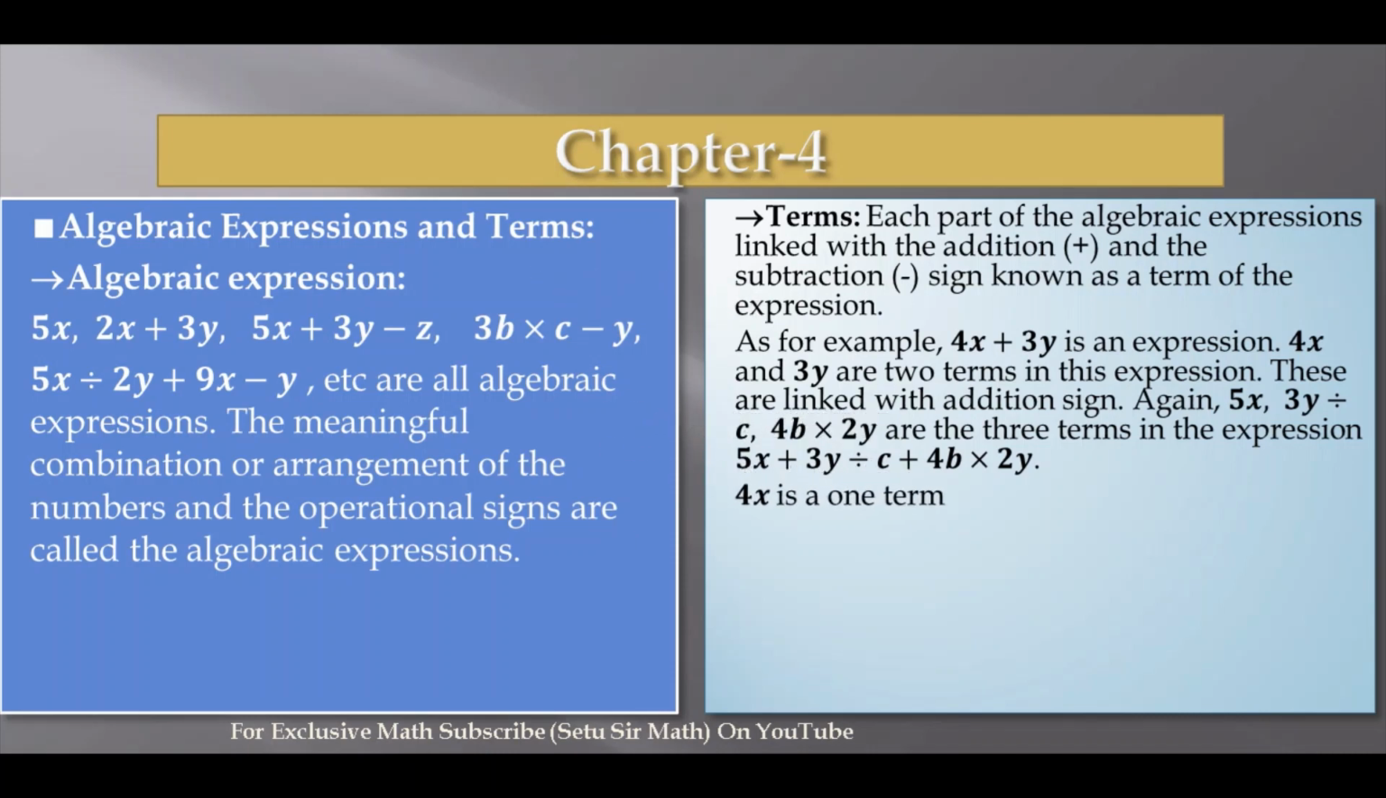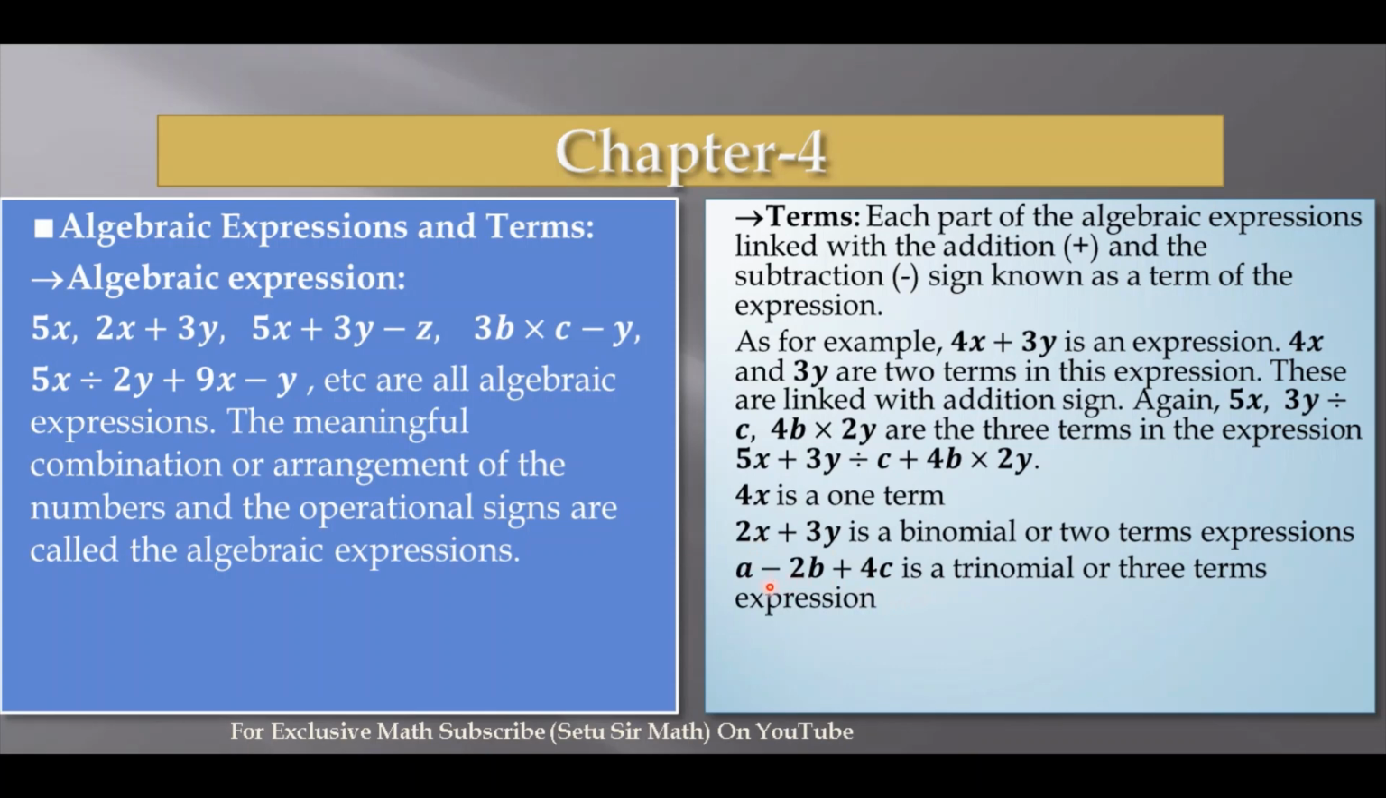So 4x is a one term expression, 2x plus 3y is a binomial or two terms expression. That means in here I am just telling the name. If there is one term in here, that is one term. If two terms added with plus sign, it is a binomial or two terms expression, so that is the name. Next, if there are three terms added with minus or plus, no problem, it is a trinomial or three terms expression. This is the terms.